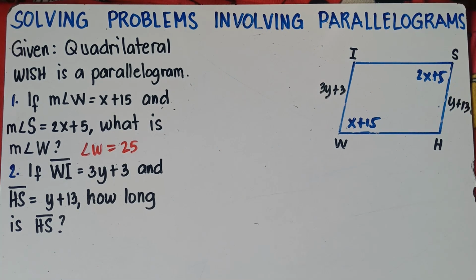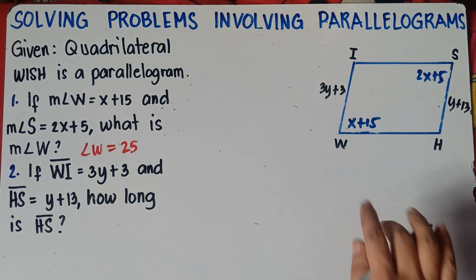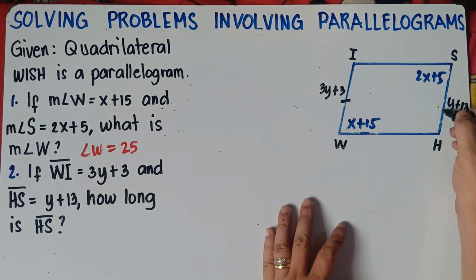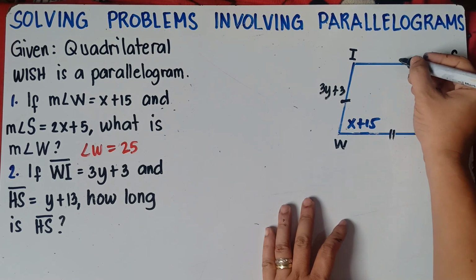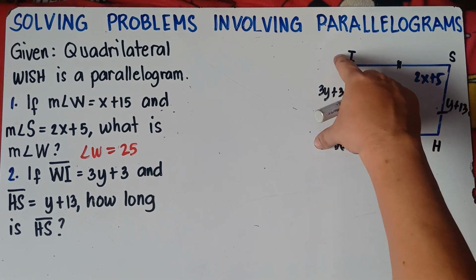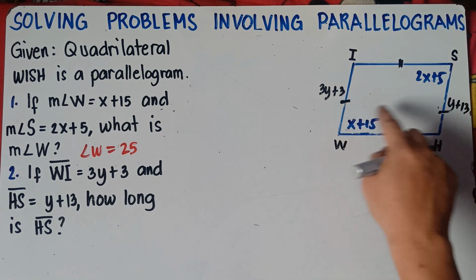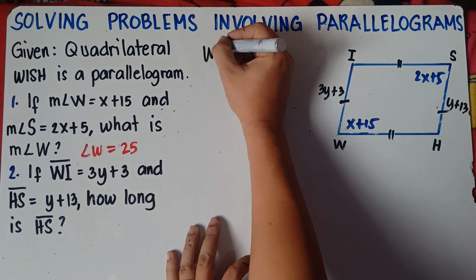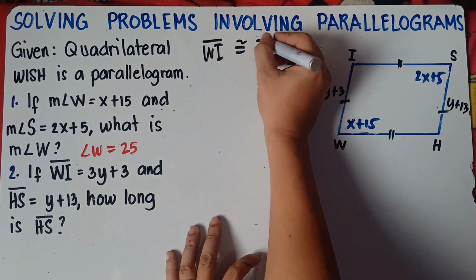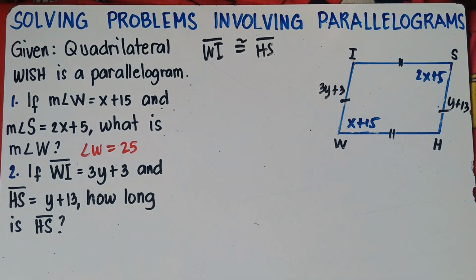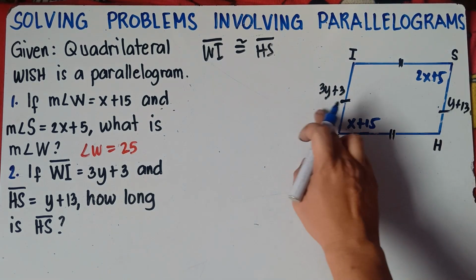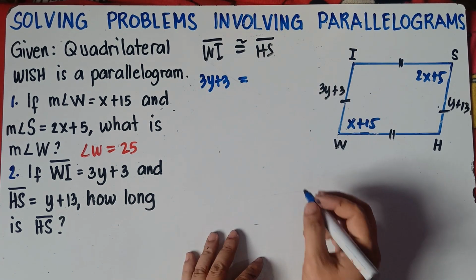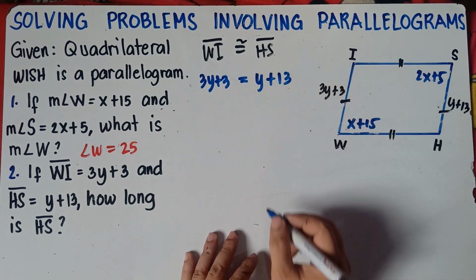Now, once again, class, you recall the property of a parallelogram. It says that the opposite sides are congruent. So this side is congruent to this side. Once again, this side is congruent to this side, and this side is congruent to this side. So WI is congruent to HS. Therefore, if they are congruent, we can equate them. We can say that 3y plus 3 for WI is equal to y plus 13 for HS.